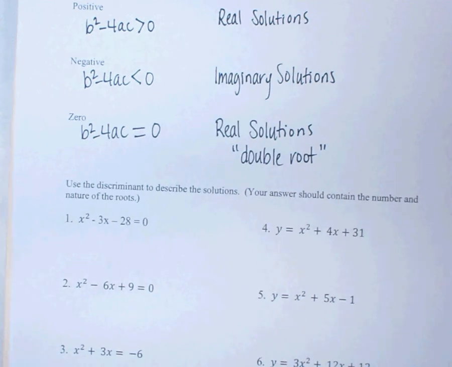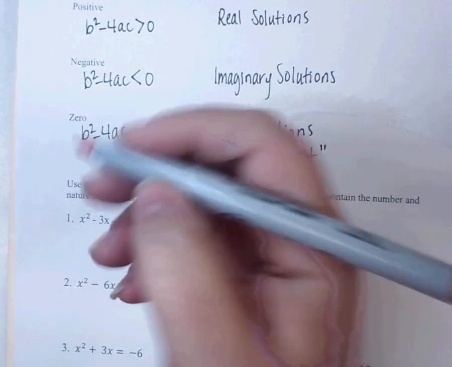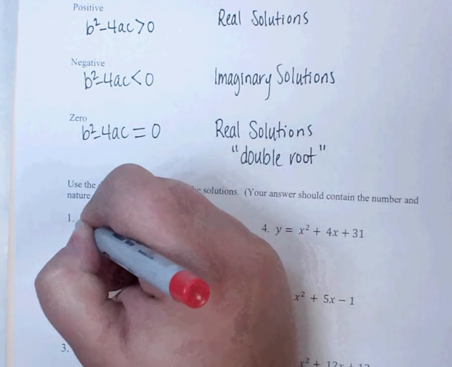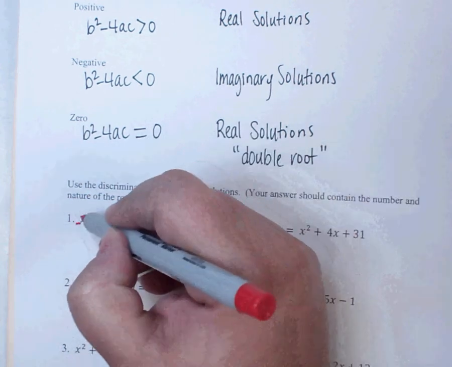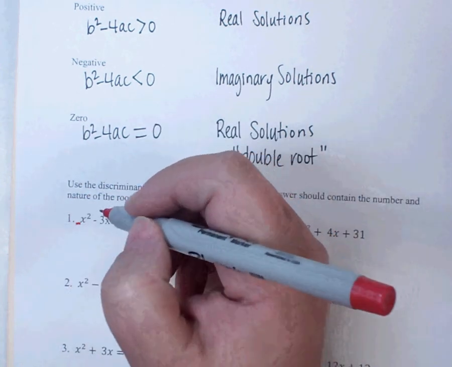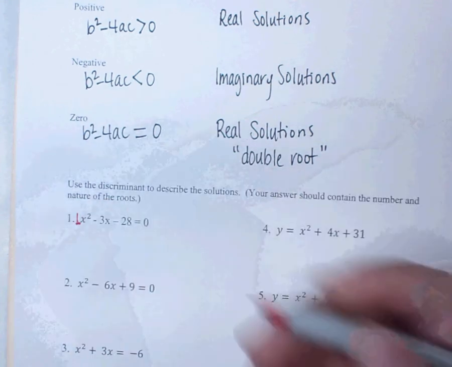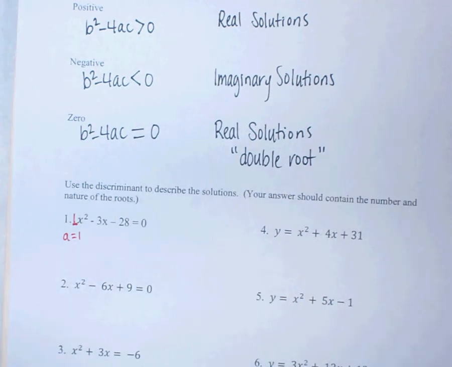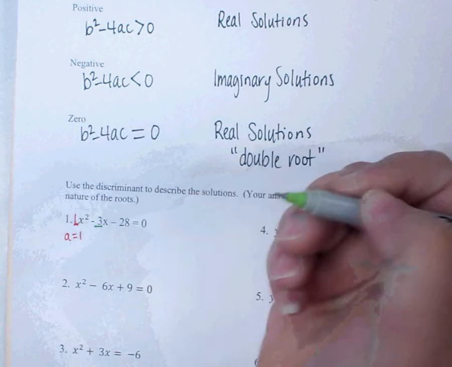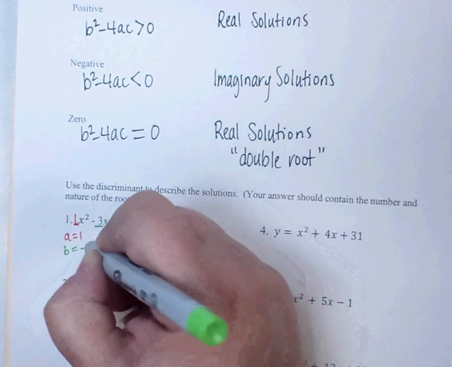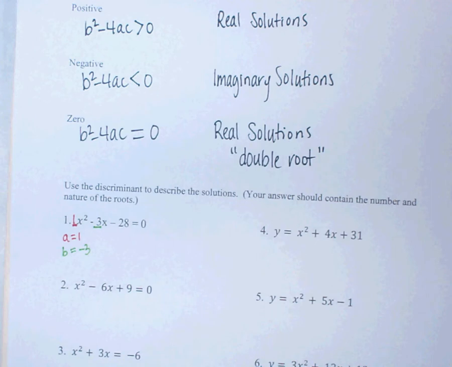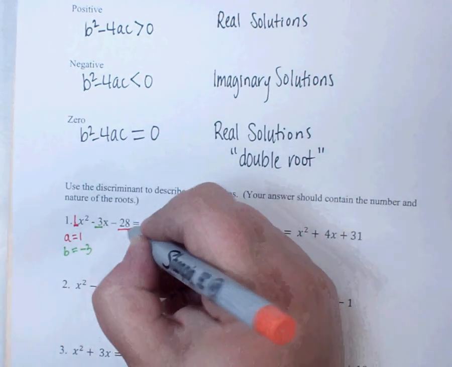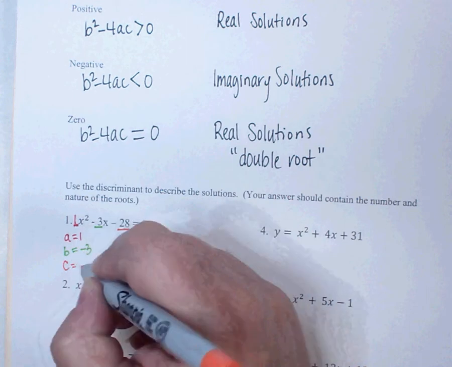Now, if you remember, a is the number that is in front of the x squared term, so the coefficient of the x squared term. Now, if there's no number there, then what do we say that the number is? It is 1. So that means that a is equal to 1. Now, the b is this number right here. So b is -3. c is the constant that is by itself, so c is -28.